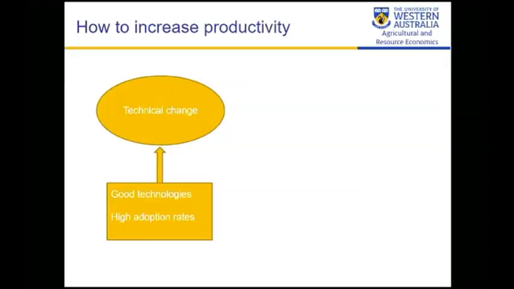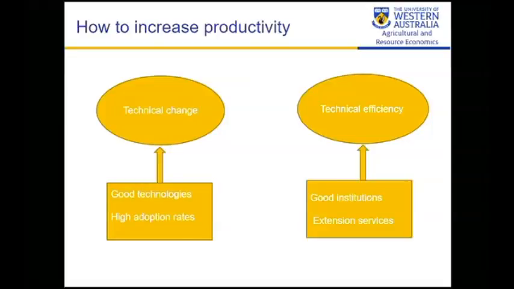And increases in productivity that come as a result of improvement in the managerial skills of farmers is what we refer to as technical efficiency. And we say that technical efficiency is influenced by good institutions and extension services. So basically, these are the two main divergent opinions in the literature.